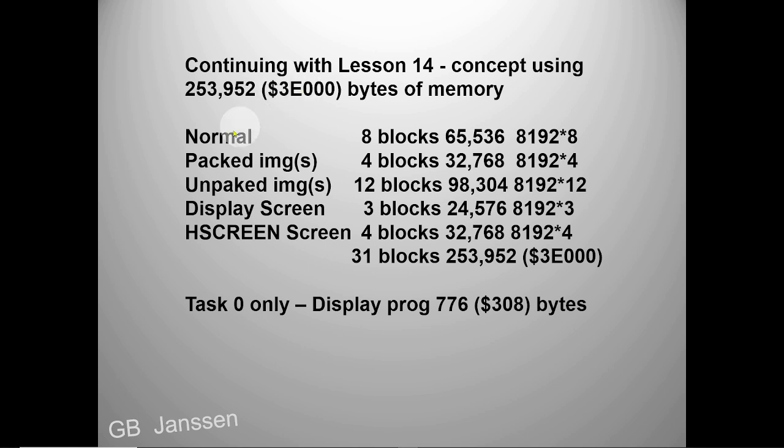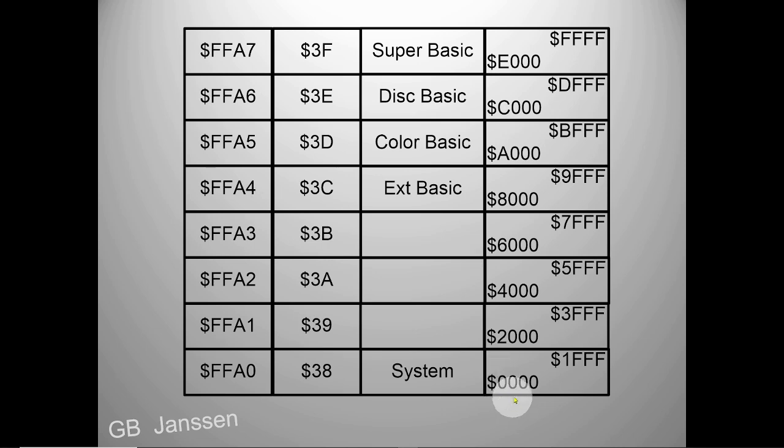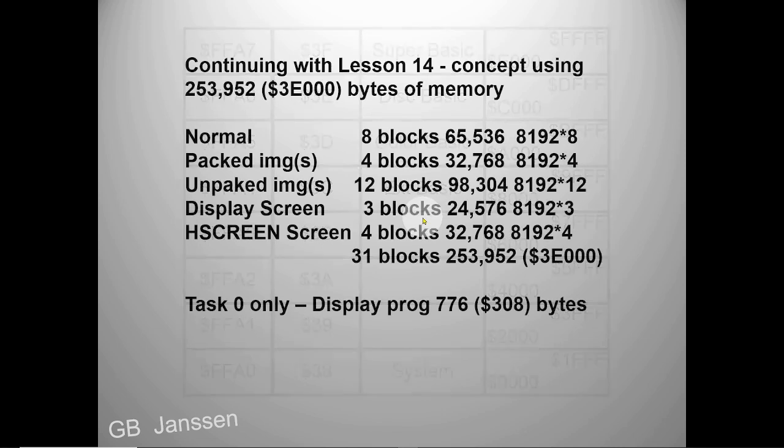Here's what we do. Our normal 8 blocks of memory, which is this here, which you've seen a lot of times. That's our normal 64K that we use all the time. Then we're going to have four different images we're going to be bringing in, and I have them packed down into 4 blocks. So we'll be using 4 blocks for the packed images. Then when we get them in memory, we're going to unpack them. Each one will take 3 blocks, so that's 12 more blocks of memory we'll be using.